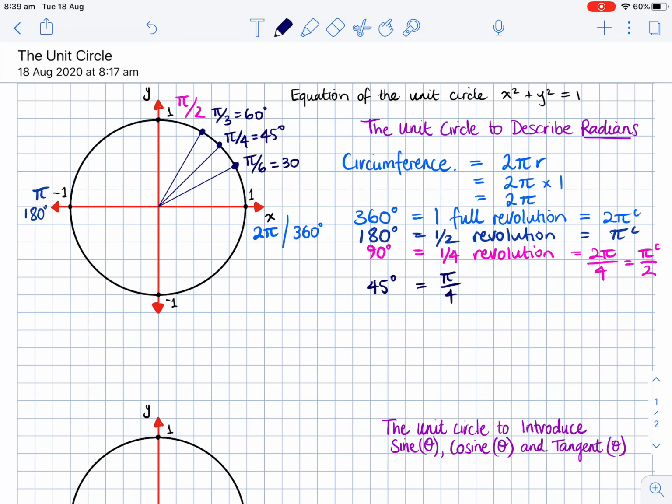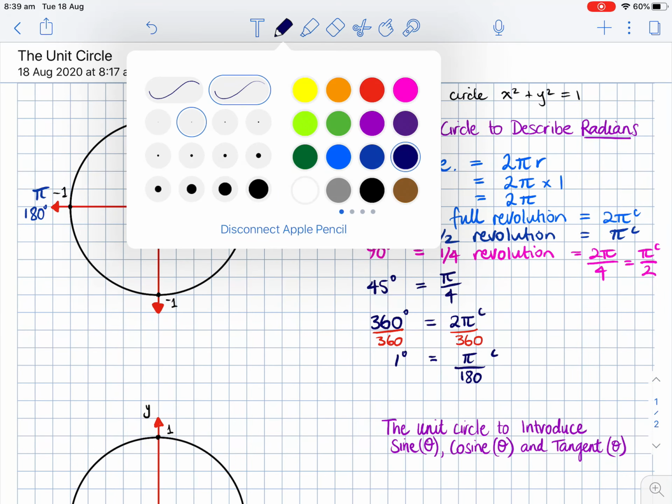But let's say I wanted to work out what 1 degree was. So if I want 1 degree way down here somewhere, I can start with, very simply, 360 degrees is equal to 2 pi radians. If I divide both sides by 360, then I end up with 1 degree is equal to pi divided by 180 radians. And I can use this to convert any angle in degrees into radians.